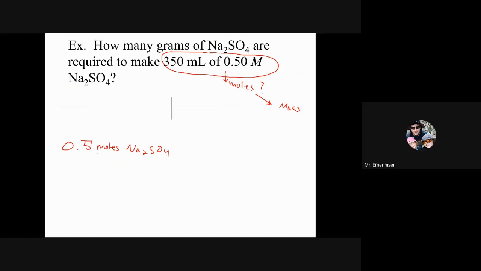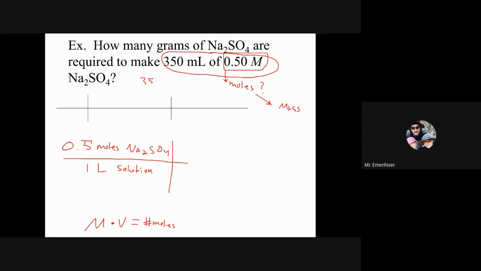So 0.5 moles of sodium sulfate in 1 liter of solution, or water, which we can assume it's water because these are all ionic solids. So 0.5 moles per 1 liter of solution, that's what 0.5 molar means. And then what I need to do now is multiply by the volume. If I take the molarity and multiply by the volume, I get the number of moles. But it needs to be in liters.